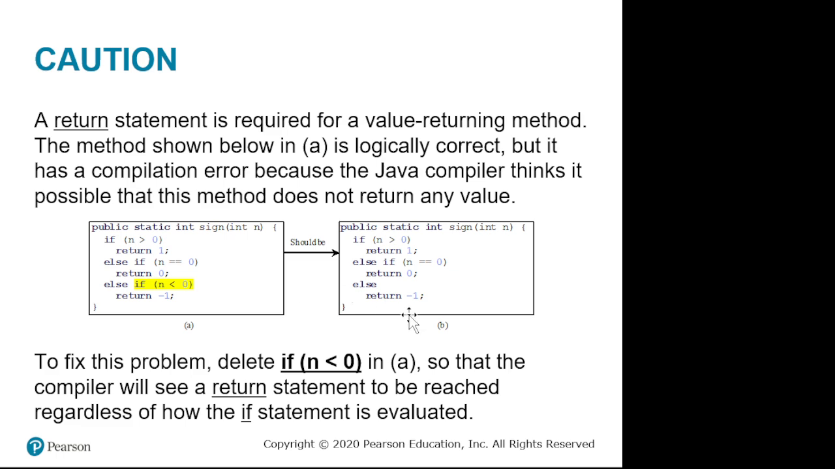So a way of rewriting this is to have the logic so it bottoms out in an else statement with a return, and the compiler will be okay with the one on the right. And so this is the general idea of building a method.